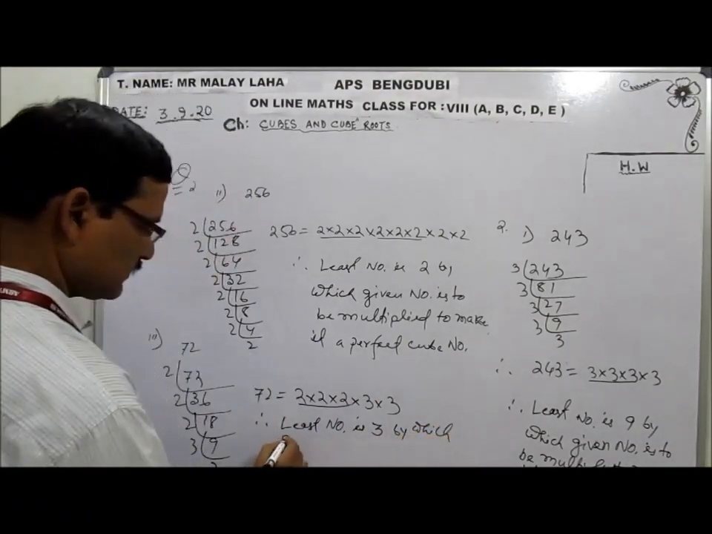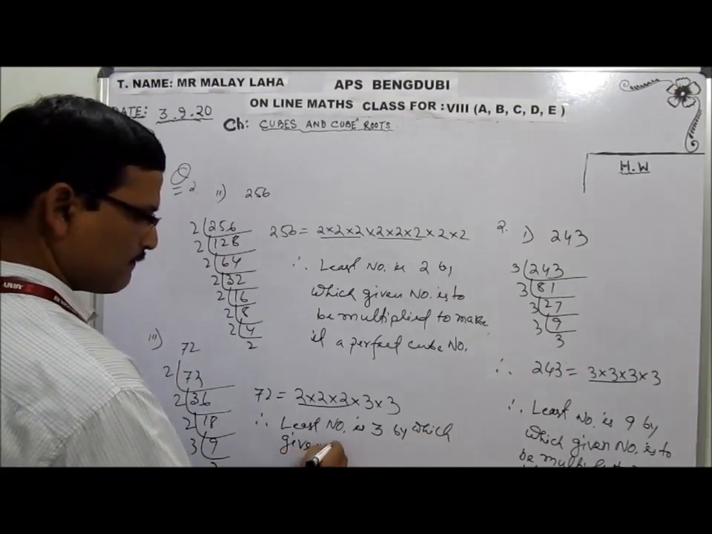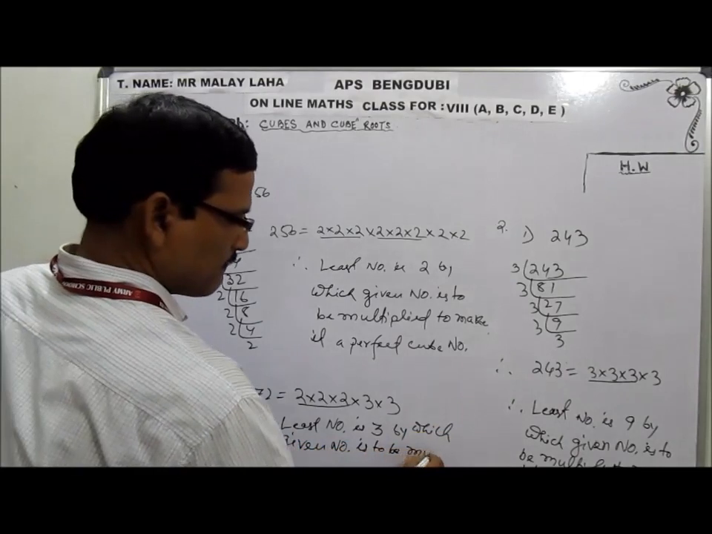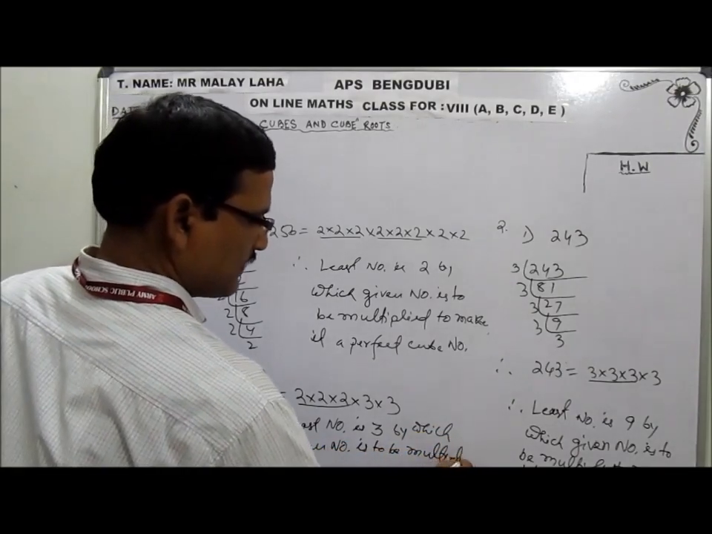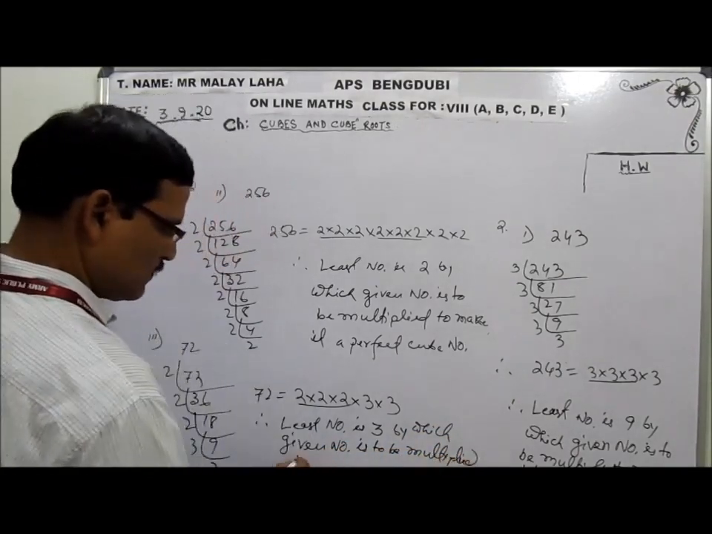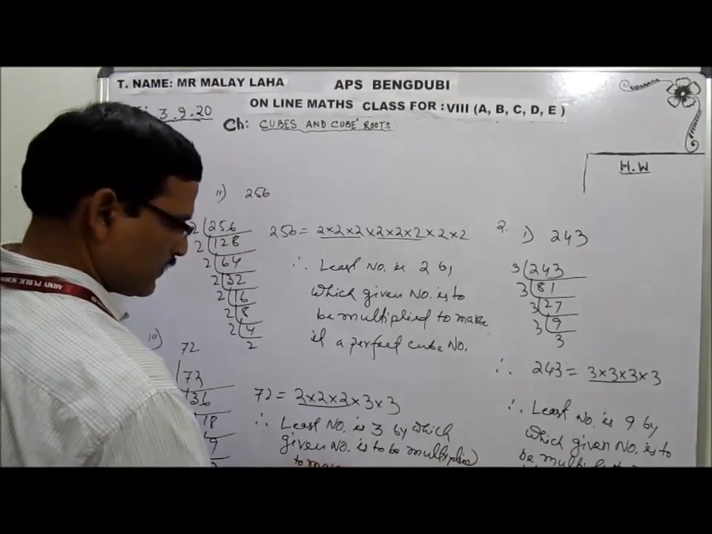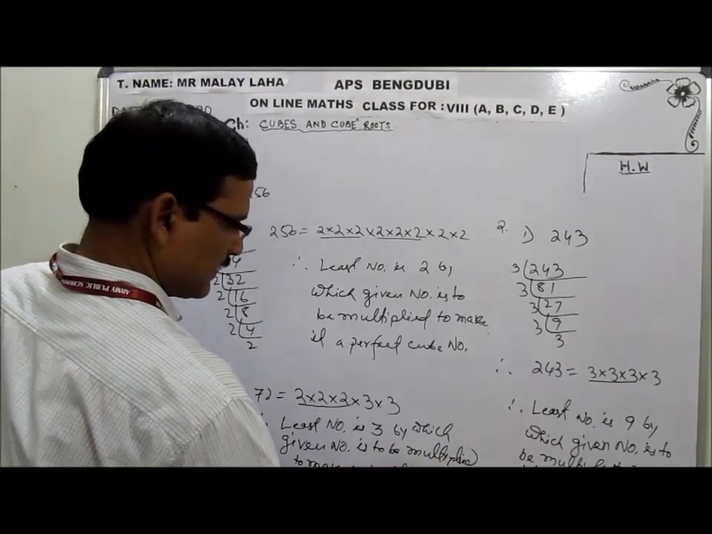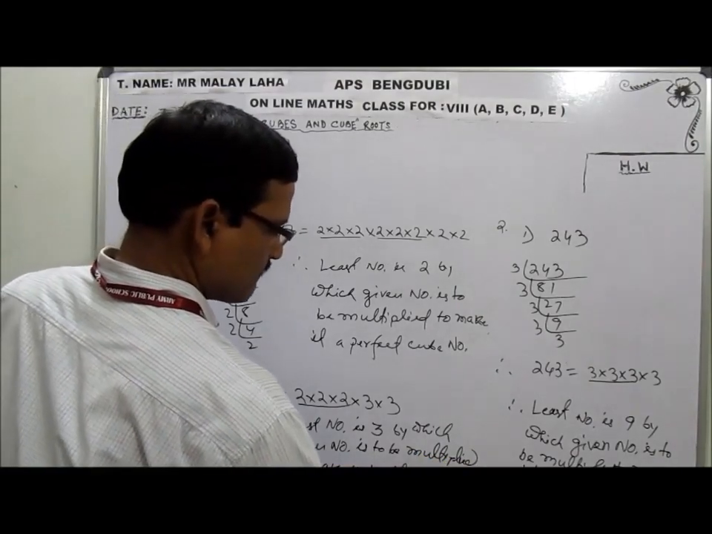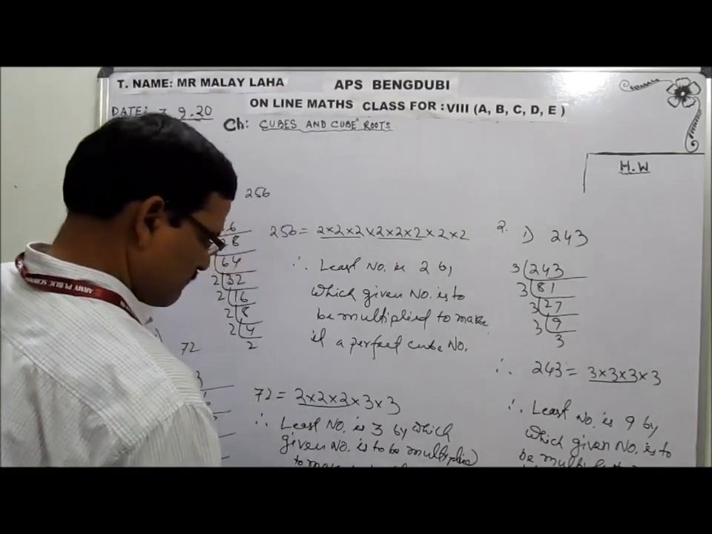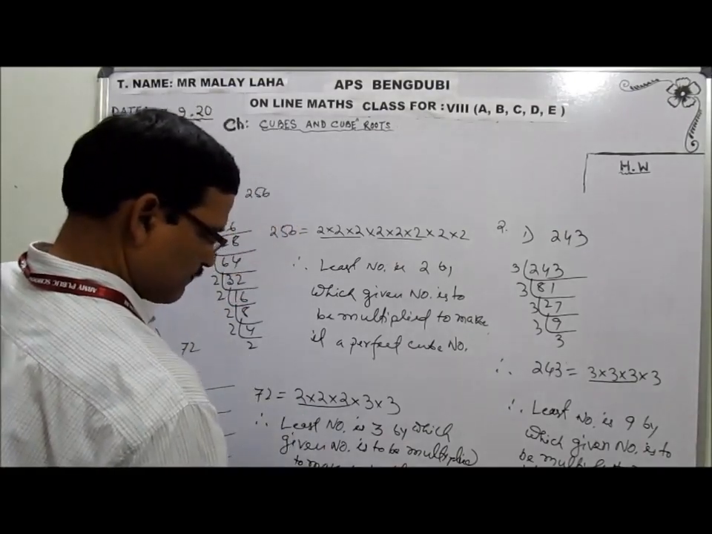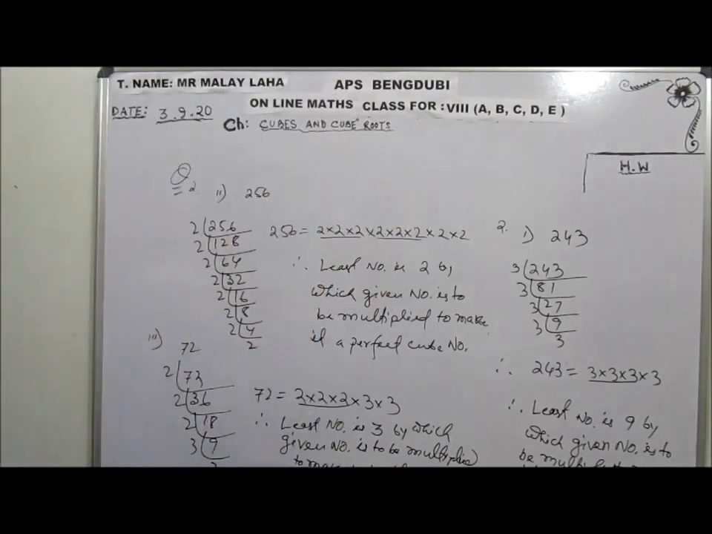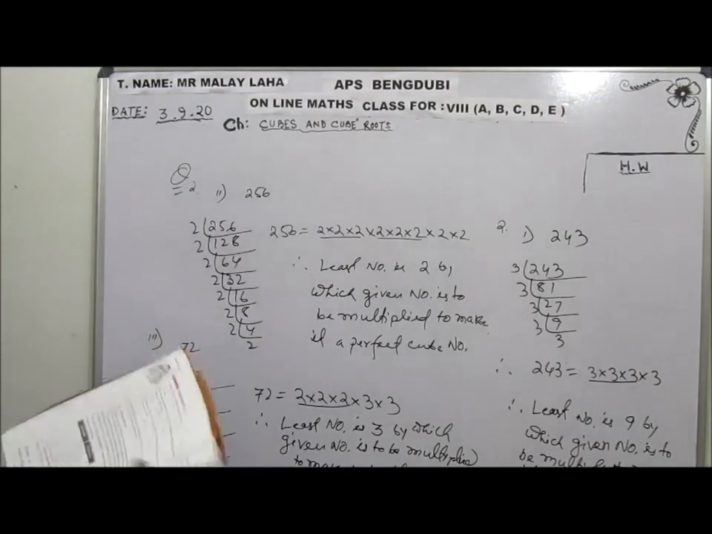by which the given number is to be multiplied to make it a perfect cube number. Clear? Any doubt?